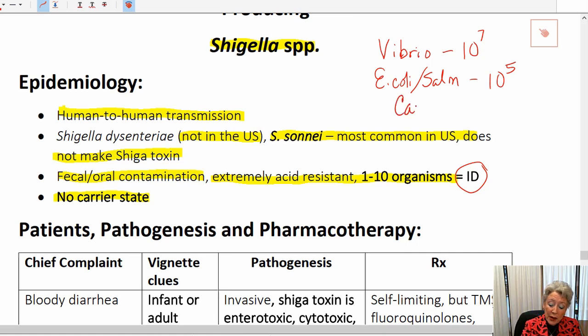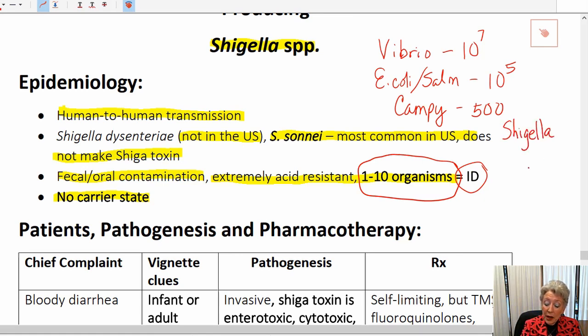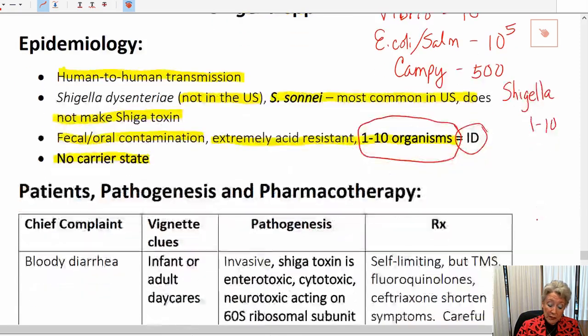Then we would have Campylobacter, which we talked about before in the curved gram-negative oxidase-positive rods. Campylobacter takes about 500 organisms to make you ill, and here we are with Shigella with 1 to 10, okay? So notice, as I think about how much an organism likes acid or doesn't like acid, how much it's likely to be mentioned in the context of a poor sanitary condition versus not necessary to mention that. Those sorts of things factor into how they will construct the case history that you'll be looking at.